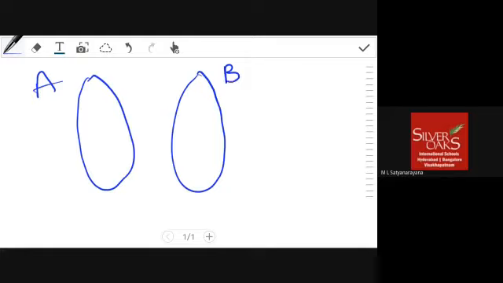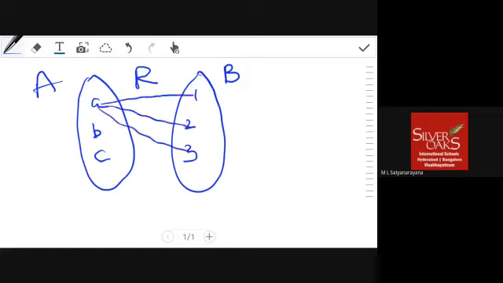You can take whatever you want. In set A you take some letters A, B, C. In set B you take some numbers 1, 2, 3. What does relation mean? Relation is simply that every element in set A is associated, related, or mapped with all the elements in set B. A is related to 1, 2, 3. B is related to 1, 2, 3. And C is related to 1, 2, and 3.